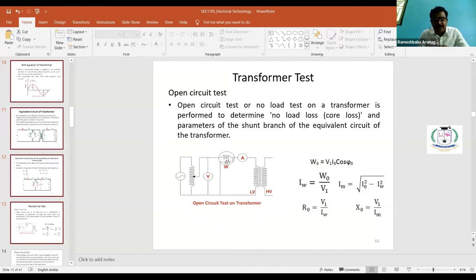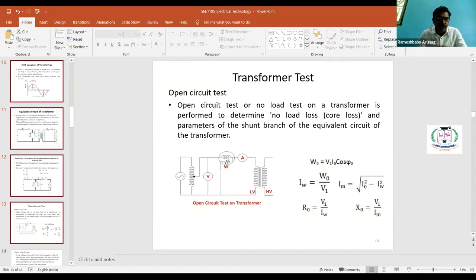The source is connected with the help of an auto transformer or variac. You can see the diagram here. In the diagram, the source is first connected to the variac or auto transformer. Then it is connected to the voltmeter, wattmeter and ammeter, and the low voltage winding is connected. The HV side is kept open. The connection is made as per the circuit diagram. After that, we have to give the rated voltage of the LV winding. Suppose the low voltage winding rated voltage is 115 volts.